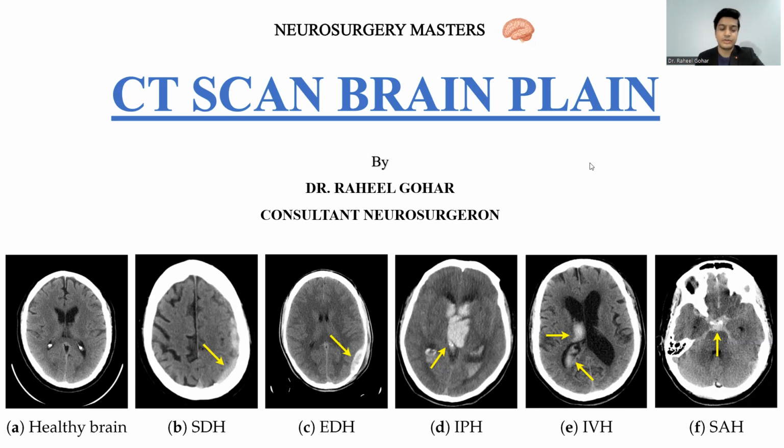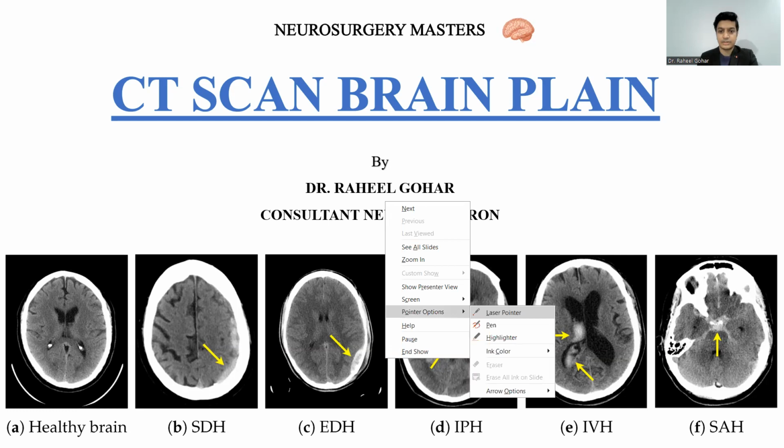So today we are going to discuss a very important topic, which is CT scan brain plane. I have divided this video into two parts. In the first part, we are going to discuss the CT scan brain anatomy, how to identify different anatomical structures on the CT scan brain plane, and then in the second part of this video, we are going to learn about different pathologies which we can identify on the CT scan brain plane. So let's begin with the first part.